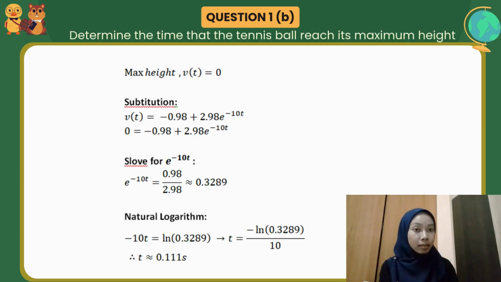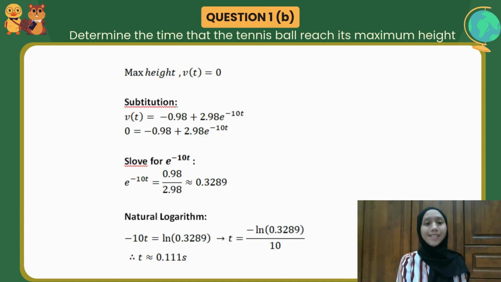I have a question. How do we know that the ball reached its maximum height when the velocity is 0? Thank you for the question, Dini. This is because at the maximum height, the ball momentarily stops moving upward before starting to fall back down. At this point, the velocity becomes 0 since there is no upward motion anymore.